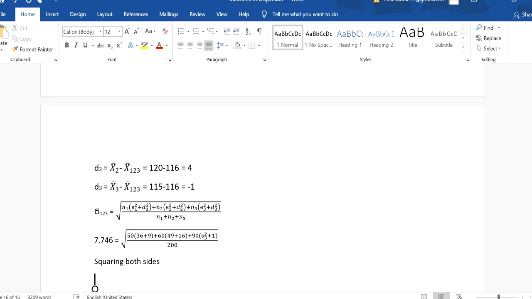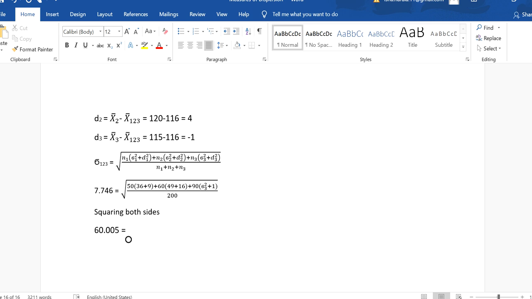So 7.746 into 7.746 would be 60.005, and 60.005 equals to, then this will become 100, or we can also cross multiply 200 in the same step. So into 200. So on right hand side, we'll also solve this right hand side. 50 into 60 plus 9 is 2250, plus 60 into 49 plus 16 is 3900, plus this 90 into sigma 3 square, plus 90 into 1 is 90.